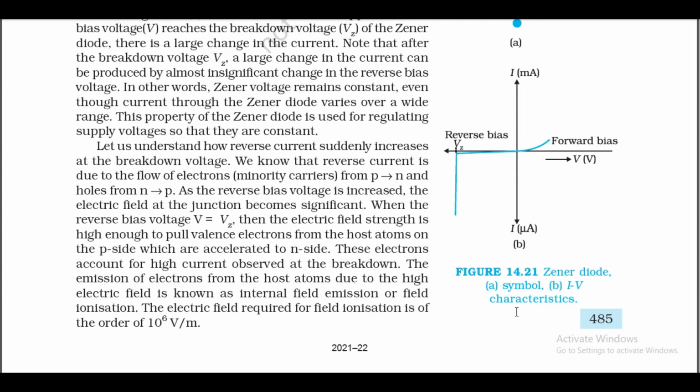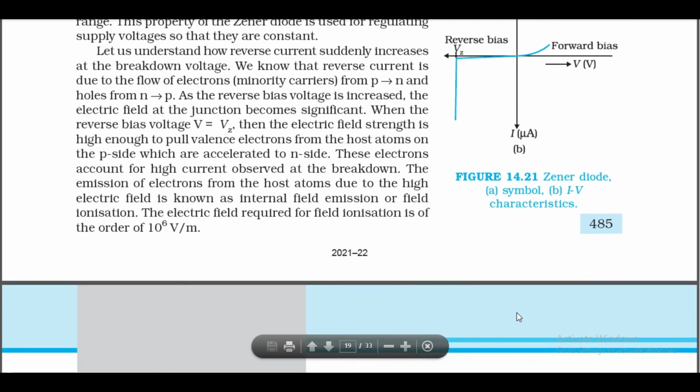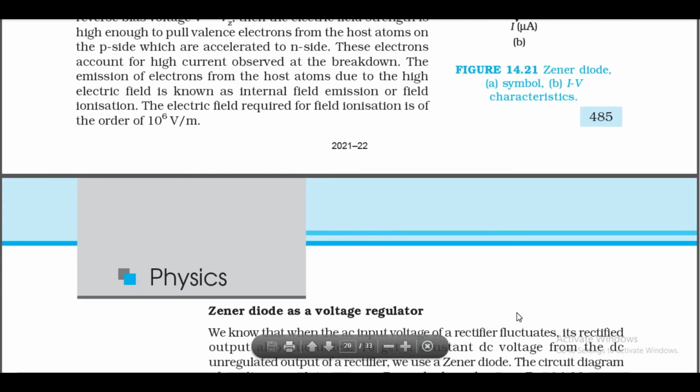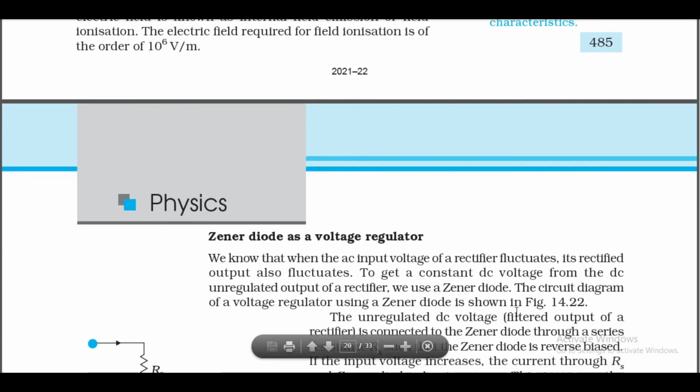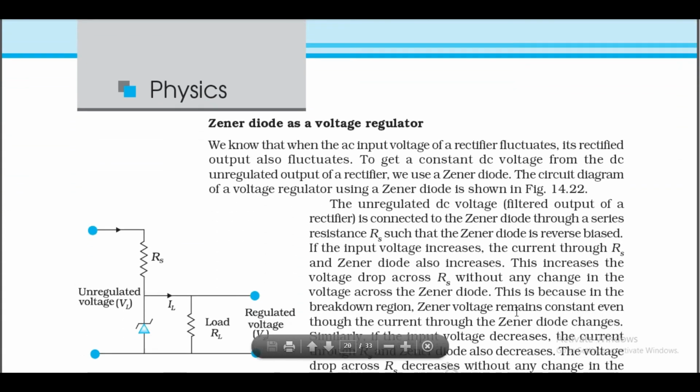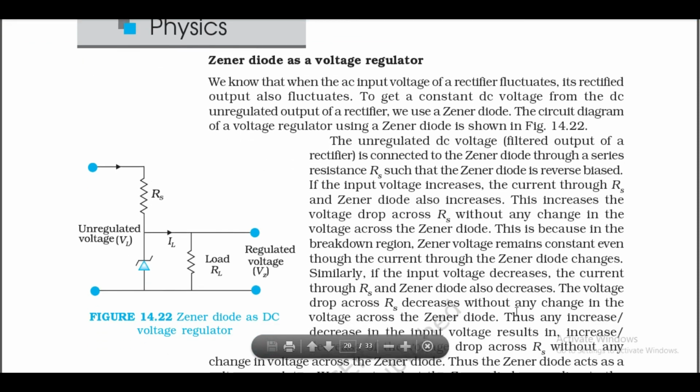The emission of electrons from the host atoms due to high electric field is known as internal field emission or field ionization. The electric field required for field ionization is of the order of 10 to the power 6 volt per meter. Zener diode as a voltage regulator.